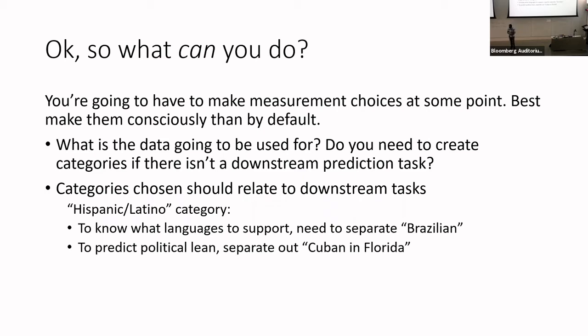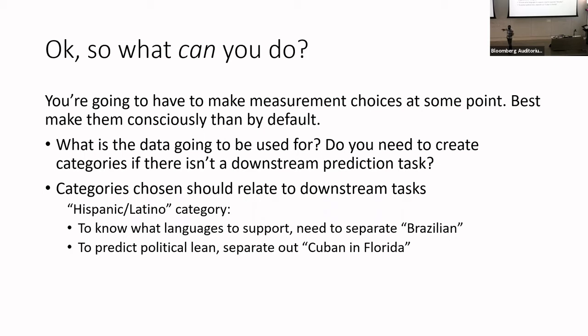But whether that's a good idea or not depends on what you're going to do with that data downstream. So if you are sending out a survey and one of the things you care about is what languages to support on your platform, then you should probably separate out Brazilian from Hispanic, because Brazilian people speak a different language than the rest of Latin America.